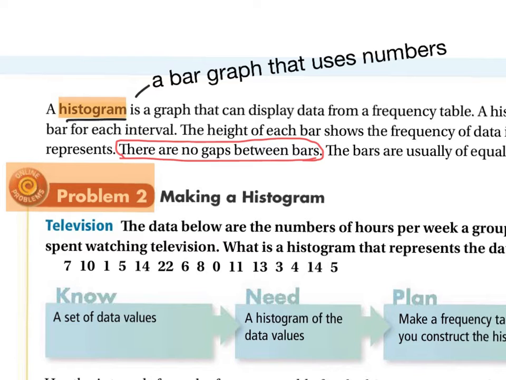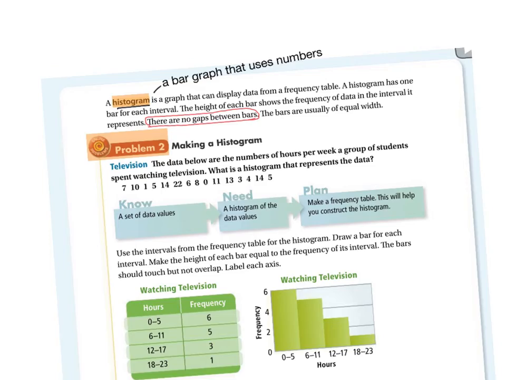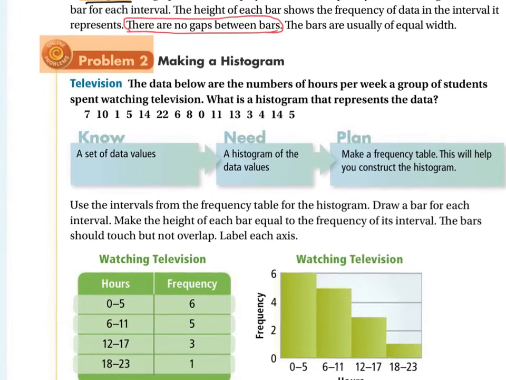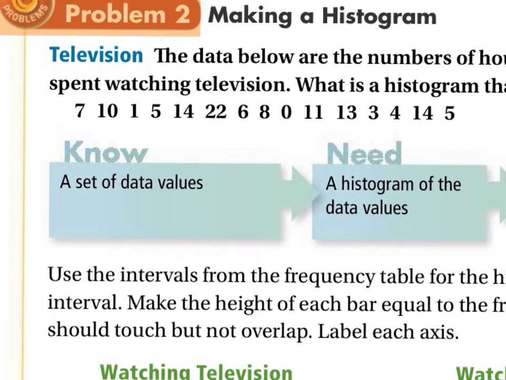So to start with, for doing a histogram, we are actually going to generally make a frequency table. We're going to make a frequency table, and then that's going to help us to know what our histogram is going to look like. So if you look at problem 2, they have hours per week a group of students spent watching television, and they're asking us to make a histogram to represent the data. So the first thing that I would do is look for the low and high numbers out of the group. So the lowest number is 0.